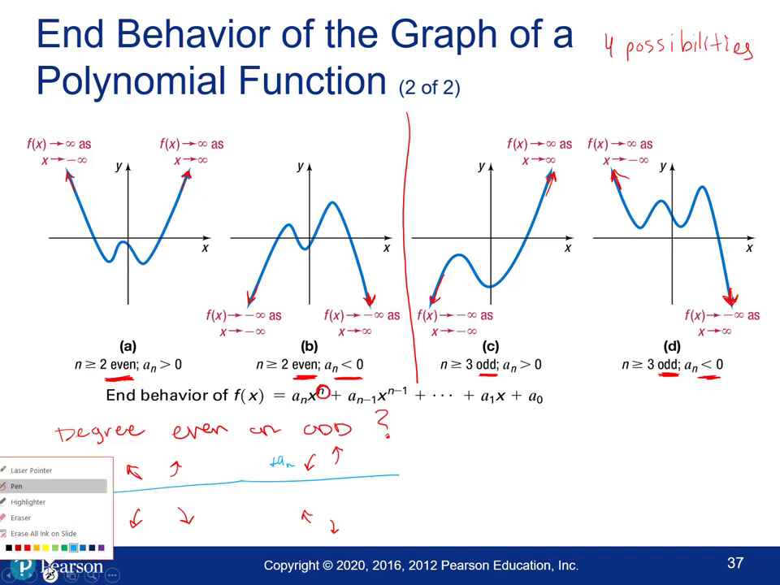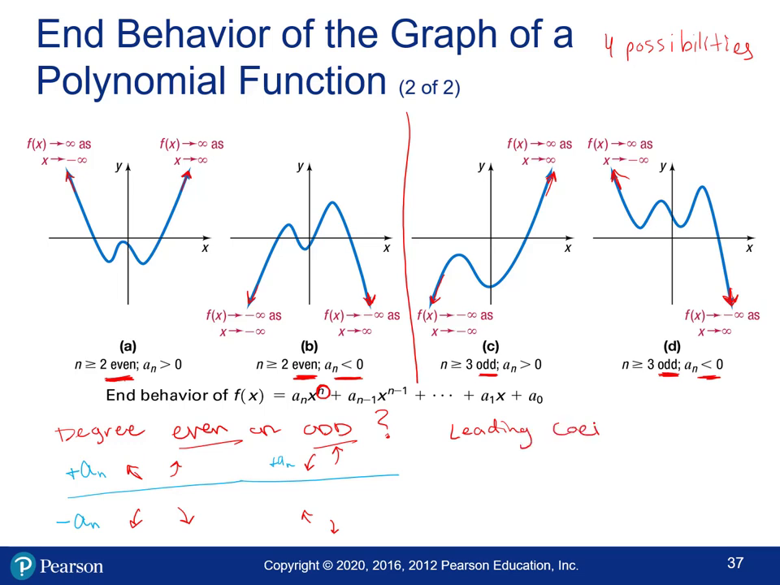Okay, so hopefully that is making sense to you. It'll make more sense the more examples you go through, but you have to figure out your 4 possibilities, starting with, is your degree even or odd? Then, is your leading coefficient positive or negative? Those are just the 2 questions you have to ask yourself. Once you've asked those 2 questions, you'll be able to figure out which of these 4 situations your graph has as far as the end behavior.